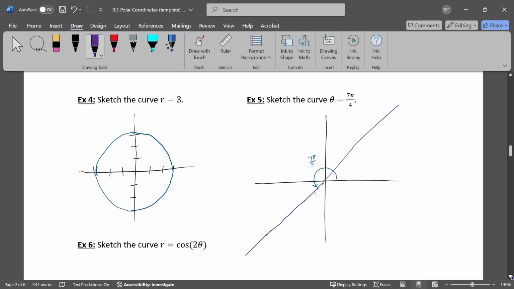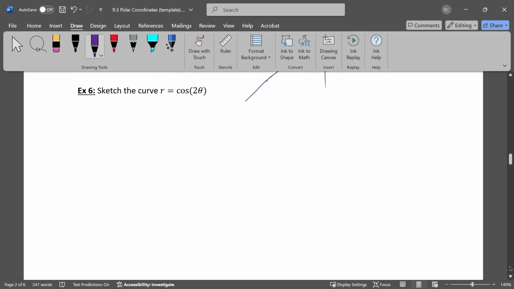Okay, now let's go ahead and graph something that's a little more complicated, though. So this says sketch the curve r equals cosine of 2 theta.